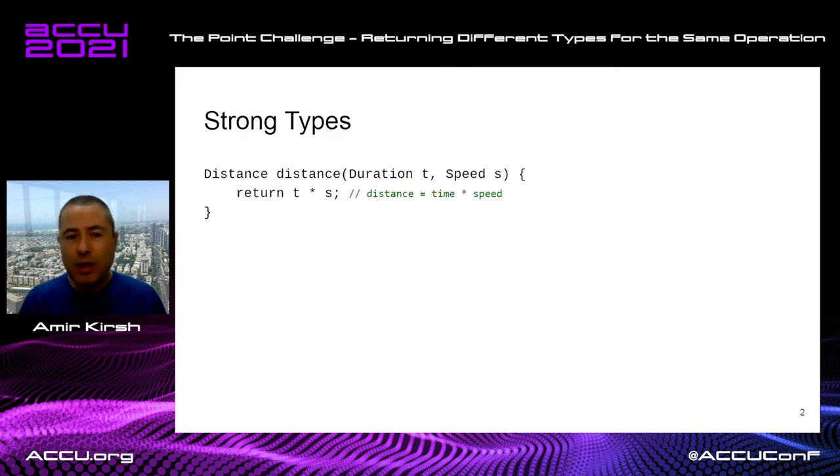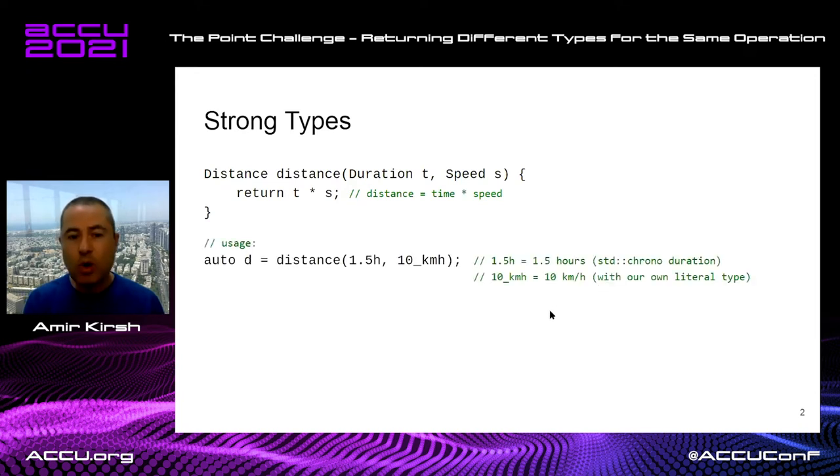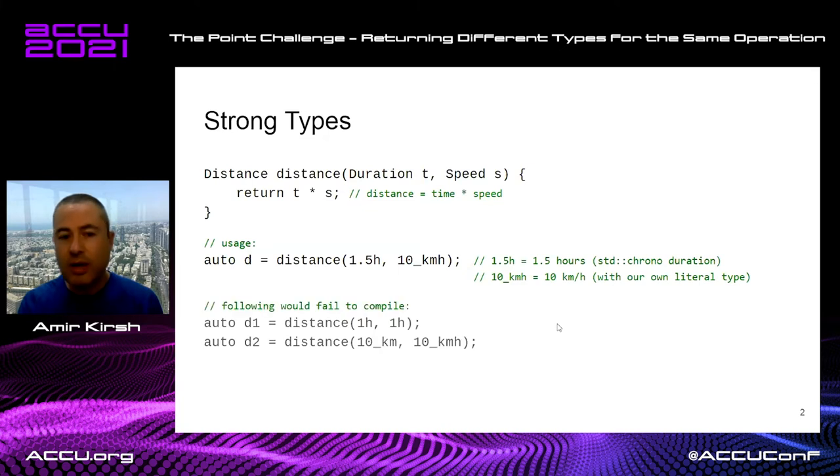We all know that if we multiply duration with speed, we should get distance. And it is better if we keep the correct types for that. We also know that if we call the distance method and we send it duration and speed, then it should compile and it should return the proper result. And it is much better that the compiler will check us and will not agree to compile wrong arguments sent into the function. So this is something that we want to have.